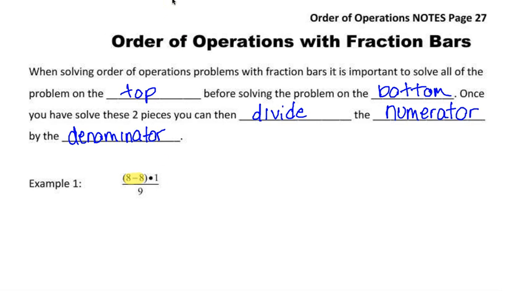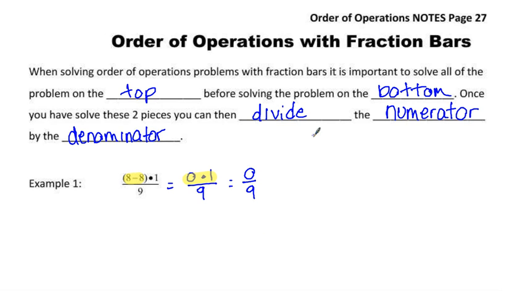So I'm going to do 8 minus 8 first. 8 minus 8 is 0, so I'm going to do 0, and then I still have this times 1, and then it's all over 9 because I haven't worked with the denominator yet. Then I'm going to continue with the top. 0 times 1 is 0, and then I still have the divided by with the 9.